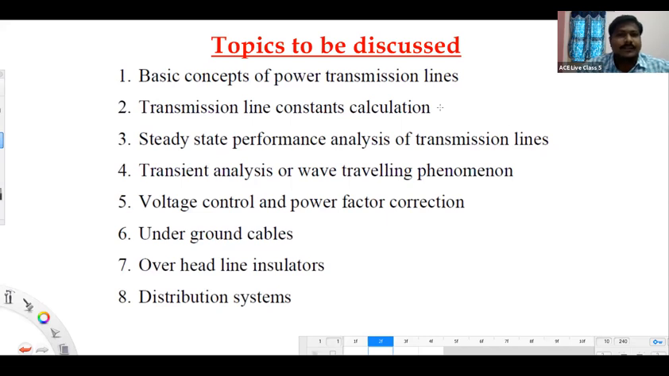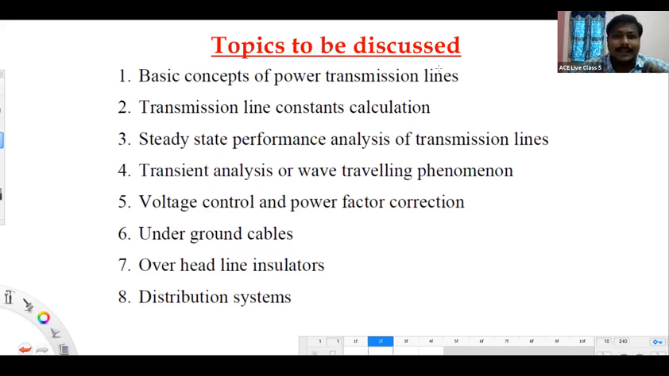See this first one, basic concepts of power transmission lines. In this, what we concentrate on is mainly types of conductors. What are the different types of conductors? And more introduction with respect to the transmission line, classification of transmission, voltage levels, all these things we are going to discuss in the first topic, that is basic concepts of power transmission lines.